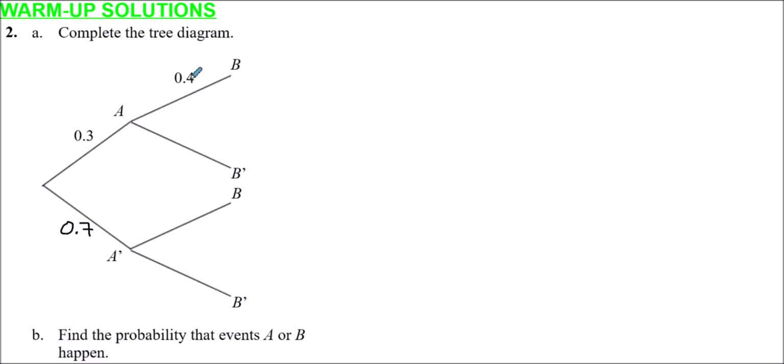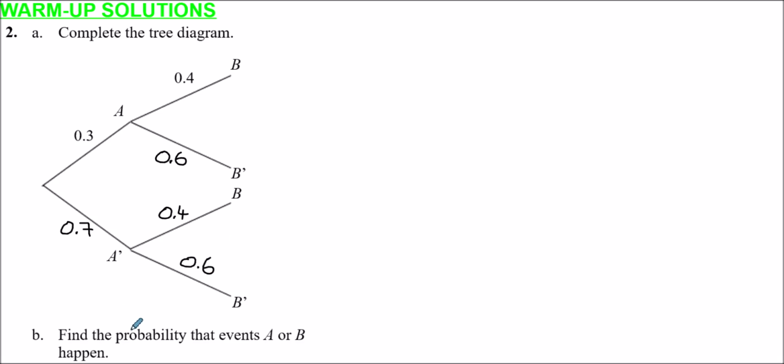Up here we've got the chance of B happening is 0.4, so the chance of B not happening, the complement of B, must be 0.6. We're not told any other information, so we can assume that these probabilities are unchanged. So up here we can do 0.4 and 0.6 again for B and B dashed respectively.